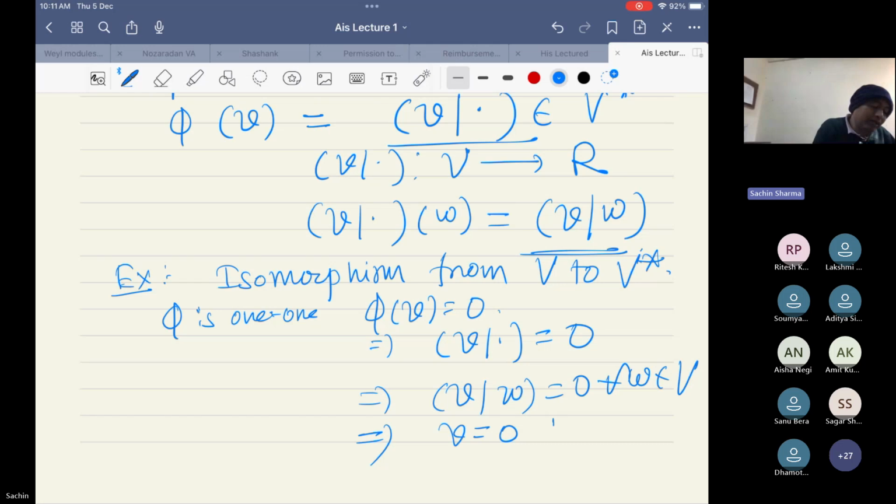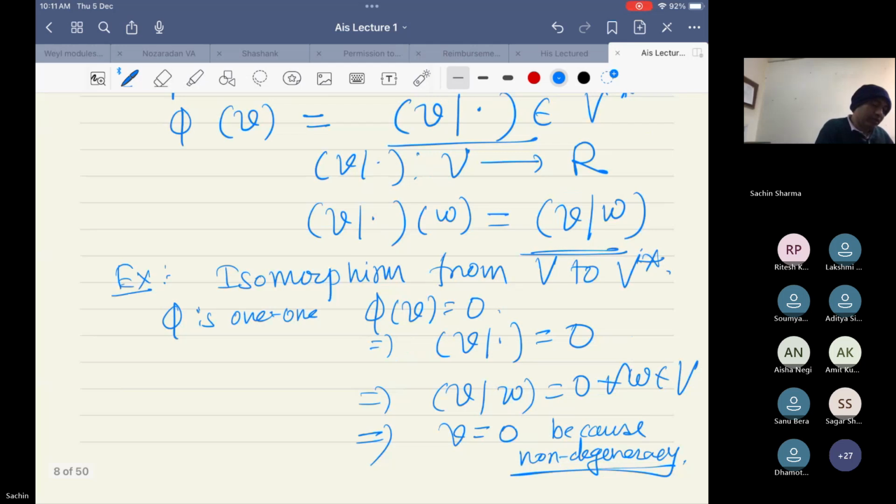Because of the non-degeneracy. This is extremely crucial, this will be a tagline for the coming course. So this is a basic fact which everybody should know about this. Okay.